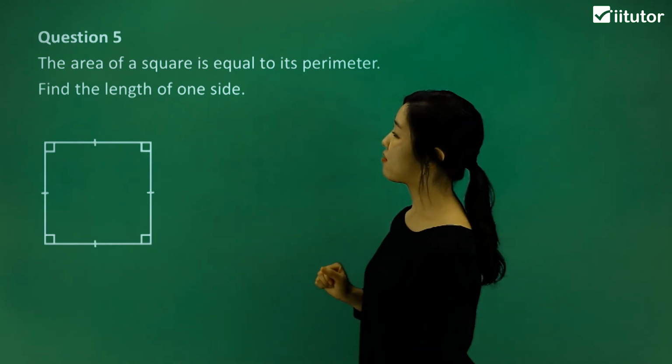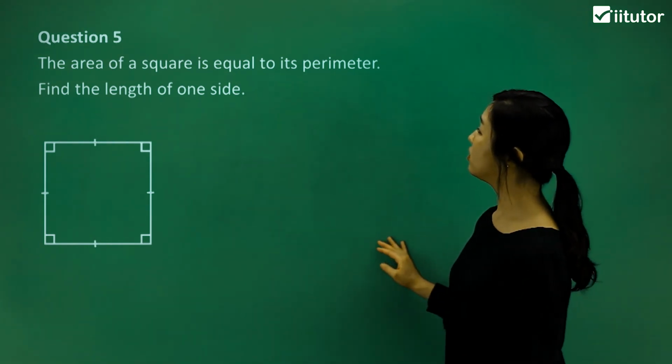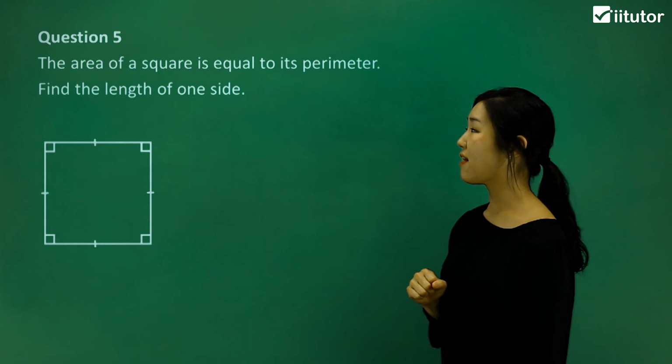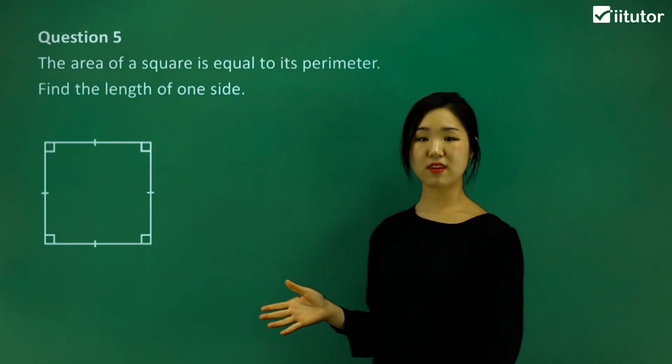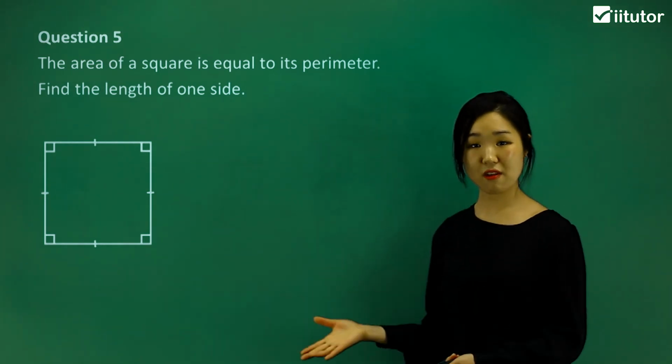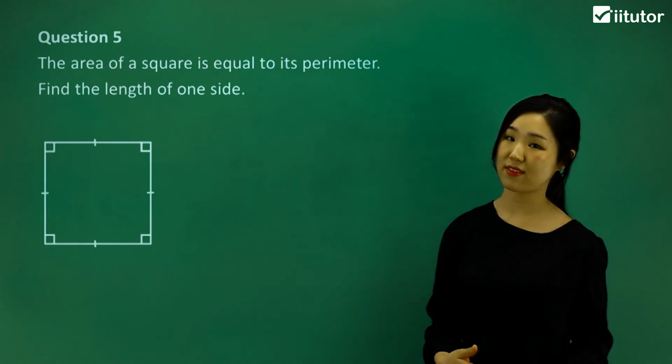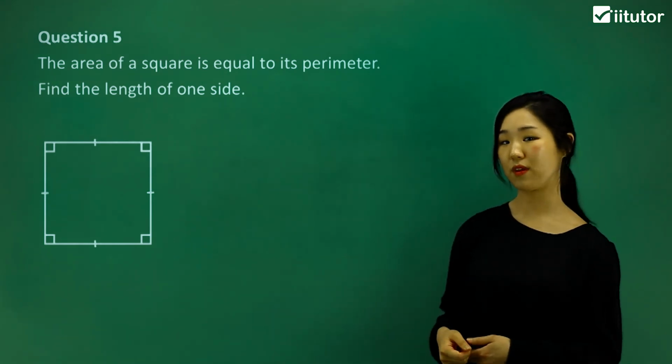Alright, question 5. The area of a square is equal to its perimeter. Find the length of one side. So this particular square is quite unique because the area of itself is equal to the perimeter of itself. So we have to equate them.